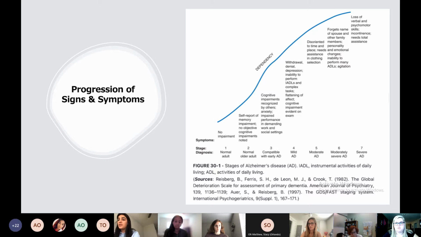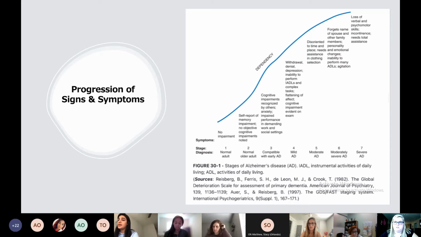And then for stage 5, which is moderate Alzheimer's dementia, that is when they become more disoriented to time and place, and they need assistance in clothing selection. So like a little more help in their ADLs. For stage 6, for the moderately severe Alzheimer's dementia, that's when they forget the names of their spouses and other family members. Personality and emotional changes start to become more evident. They have the inability to perform many of their ADLs. They're agitated a lot of the time, and at this point they're very, very dependent.